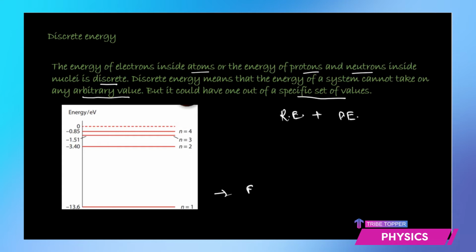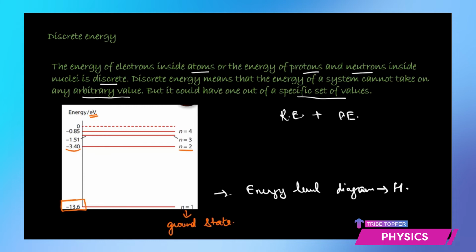Like you can see here, this is the energy level diagram of the hydrogen atom. For hydrogen, the first shell we call the ground state, because that is where the electron originally exists. In the ground state of the hydrogen atom, the energy of the electron is minus 13.6 electron volt. The energy is in electron volts. And if it has to go to n equal to 2, the second shell, the energy of the electron should be negative 3.40 electron volt.